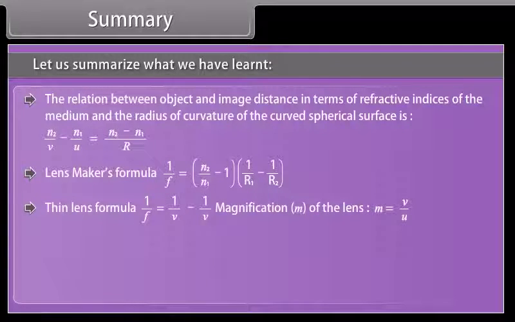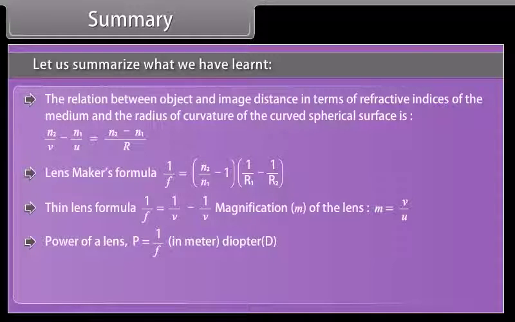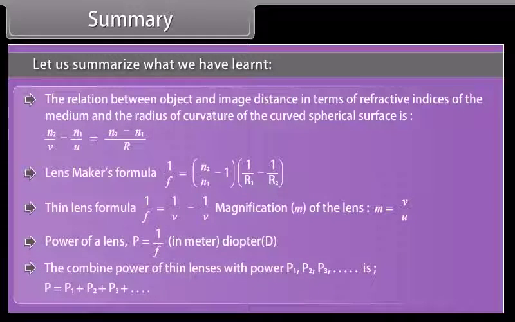Magnification m of the lens, m is equal to v upon u. Power of a lens, P is equal to 1 upon f in meters, diopter D. The combined power of thin lenses with power P1, P2, P3 is P is equal to P1 plus P2 plus P3 and so on.